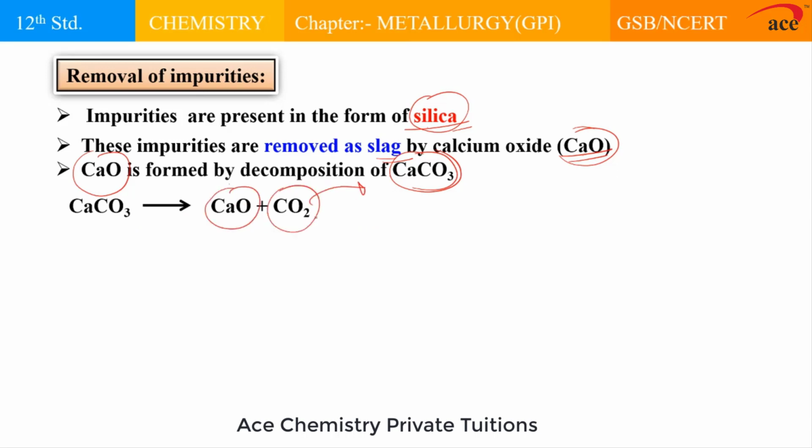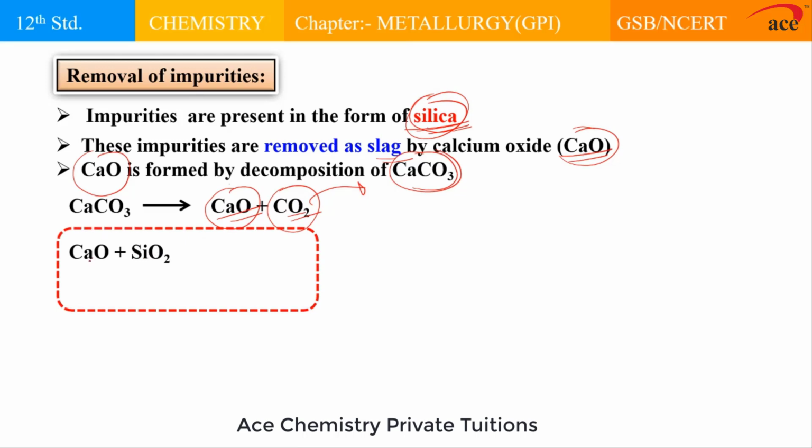Carbon dioxide is the waste gas product which gets removed, and the calcium oxide which is formed in the blast furnace is basic in nature. It will react with silica to form slag. Can you see this? Calcium oxide is a basic flux and the gangue which is present is acidic. So calcium oxide reacts with silica, and it forms slag which is lighter in density and can be removed from the upper layer of the blast furnace.